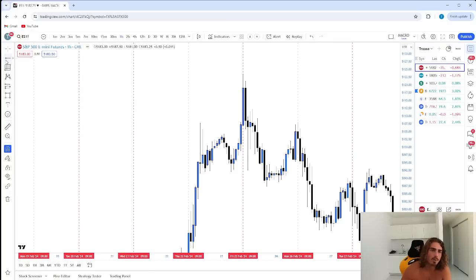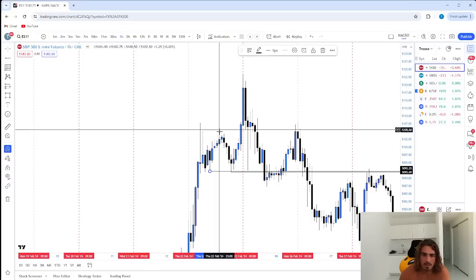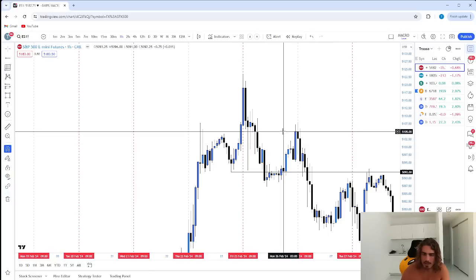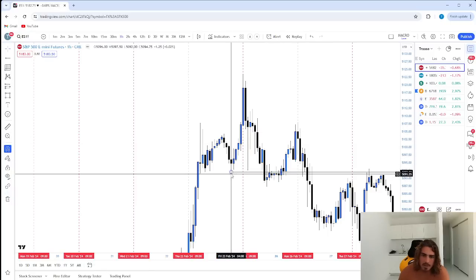What do we want to mark out? We want to mark out our hourly lows. Okay, we have an hourly low right here. We have another hourly low right here. That was actually already swept. We have another hourly low right here. That's pretty much equal to that hourly low. So boom, this is really our only hourly low.